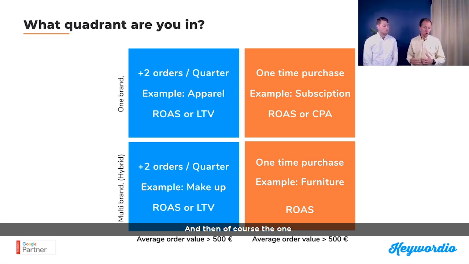And then of course the one brand could be like apparel, maybe you have your offline stores. And of course, if you have more than 2 orders per quarter, it typically makes sense to have a deeper analysis of your customers' lifetime value. Definitely. So think about where you are in this, and based on that, think about how you set your targets.